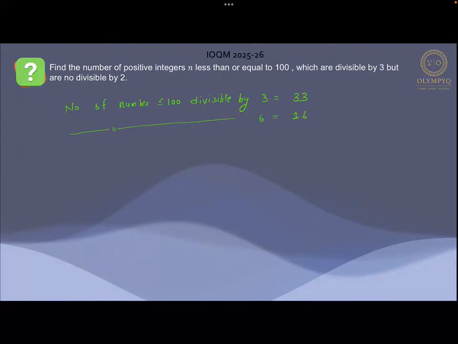Now we need to find the number of numbers that are divisible by 3 but not by 2, meaning we need to remove the numbers which are divisible by 6 from it. So the total numbers that satisfy the given condition will be 33 minus 16, and this will come out to be equal to 17, and hence 17 has to be the correct answer. Let's verify. Yes, the same has been mentioned by the IOQM final answer key as well.